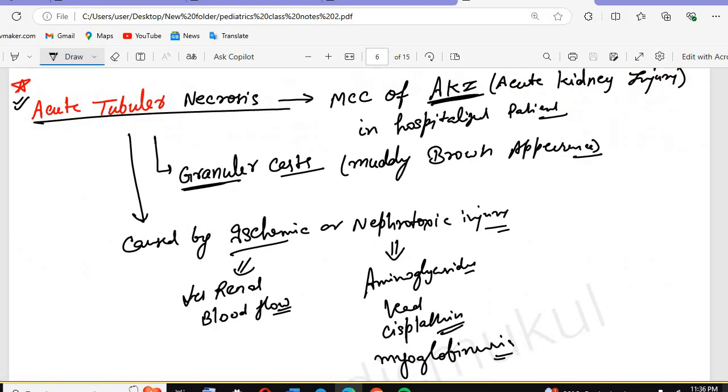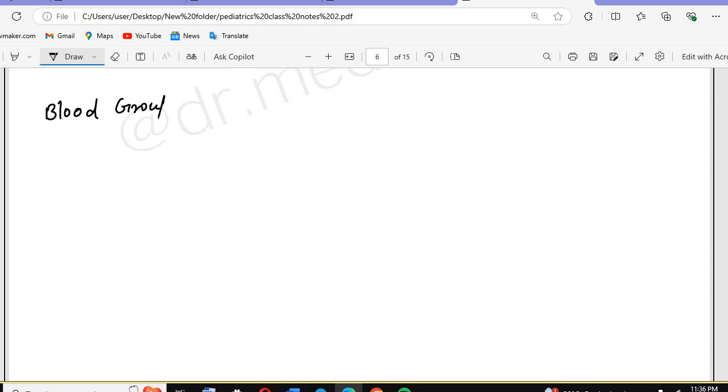So we are going to discuss here the ABO blood group. Okay? We have two kinds of blood grouping we are going to discuss here. The first is the ABO blood grouping, and we also have the RH blood grouping.